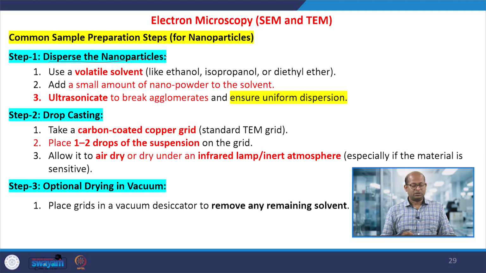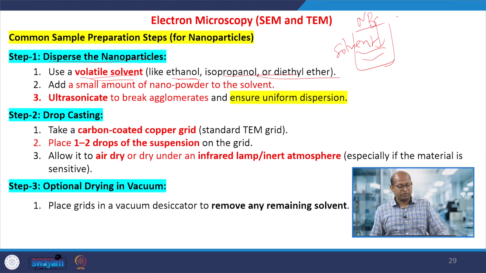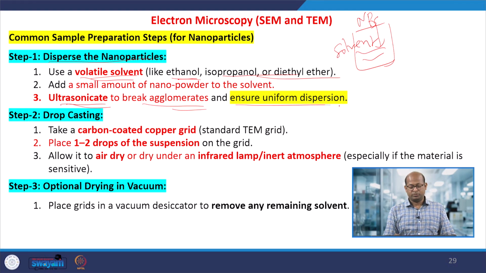First step: suppose you have a nanomaterial, and for that we have to use a solvent. Any volatile solvent we can use: ethanol, isopropanol, diethyl ether. We can use any solvent here. With that solvent, we put in whatever nanomaterials or nanoparticles we have and make a solution. Then we apply ultrasonication to break the agglomerations and ensure uniform dispersion of the nanomaterials in the solvent.